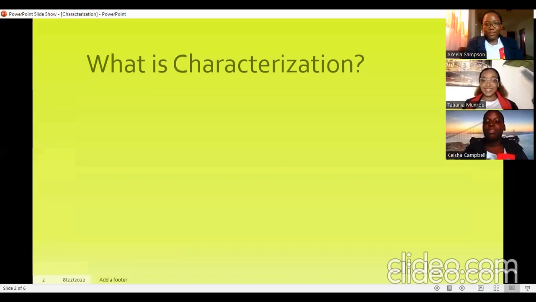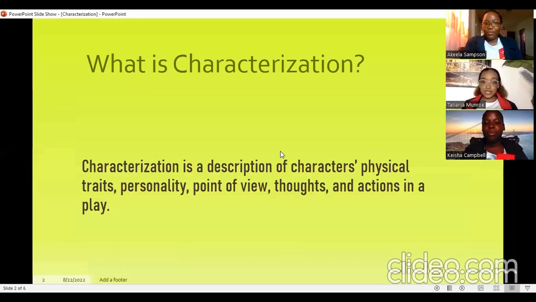Right, thank you, Lisa. That's nice. So let me give you one and then we'll move on. Now, characterization is a description of the character's physical traits, personality, point of view, and thoughts from a play. All right, so take that definition along with the one that your fellow student gave in your book for future reference. Moving on.